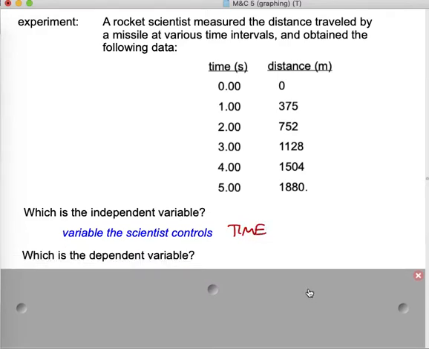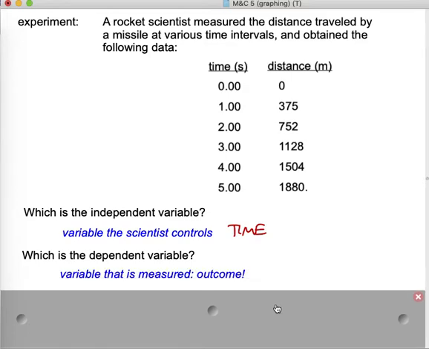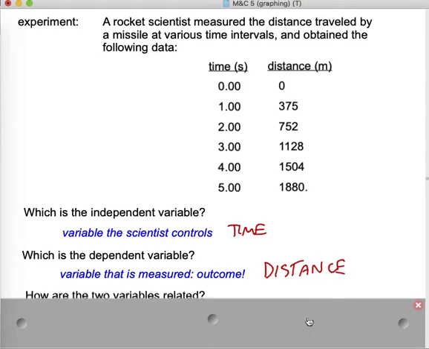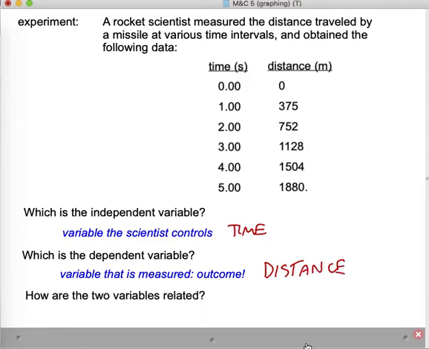Which is the dependent variable? The dependent variable is defined as the variable that is measured, or the outcome. Obviously, the dependent variable depends on the independent variable. In this case, that was distance. How are the two variables related? Well, in this experiment, as time, the independent variable, increased, distance, the dependent variable, increased as well.